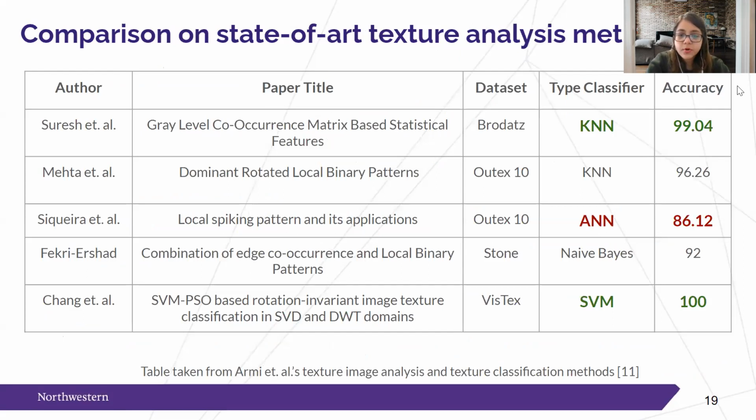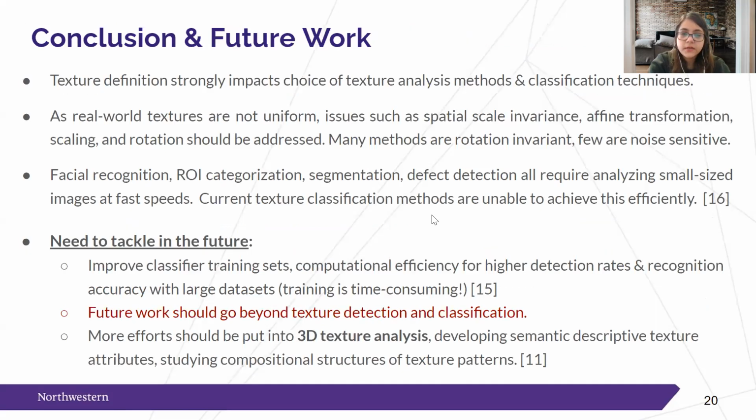So here I've listed some common state-of-the-art texture analysis methods. I've done their comparison, and I've listed the author, the paper title, and the method as well: local binary patterns, gray level co-occurrence matrices, and SVM, and even the data set that has been used. These are some really famous ones, especially in texture recognition and analysis. And the classifier used and the accuracy achieved. So we see that we got a really good accuracy with SVM and KNN, but we had a low accuracy with ANN. So talking about the conclusion and the future work.